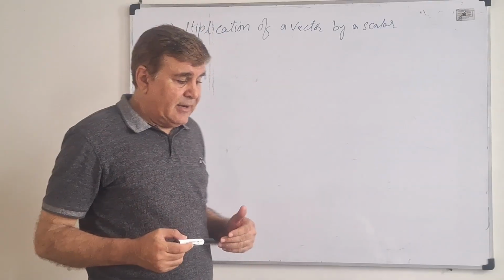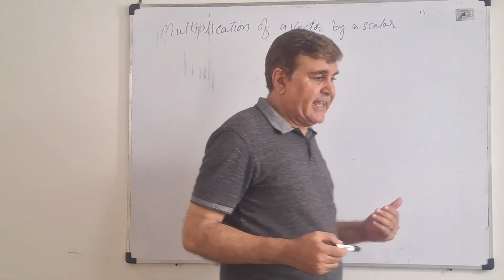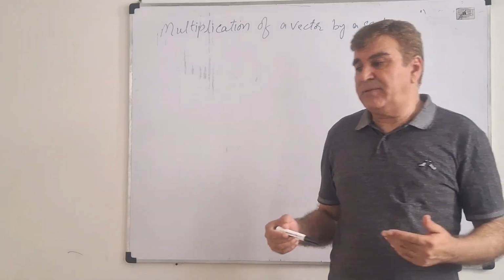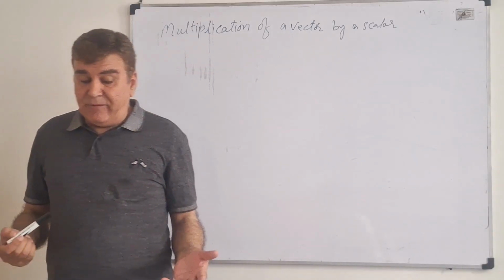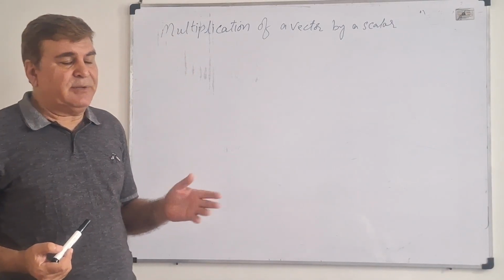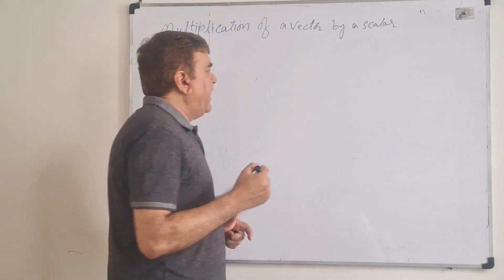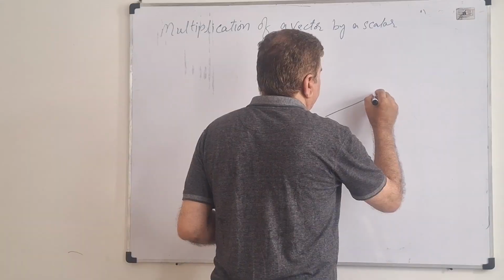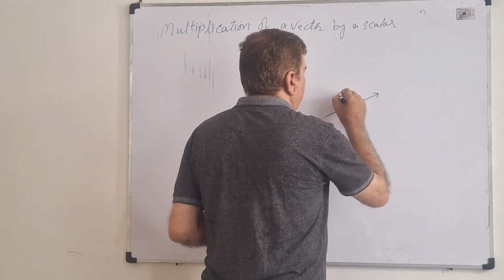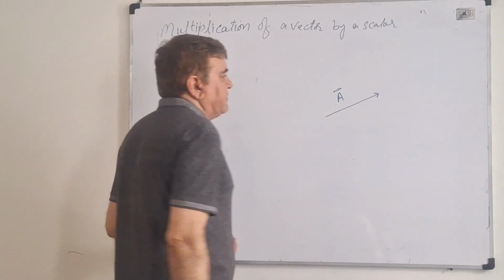In this video, we will learn the multiplication of a scalar with a vector, or the multiplication of a vector by a scalar. So, what would be the effect of scalar multiplication with a vector? For that, let me first draw the representative line of a vector, and let that vector be vector A with this representative line.